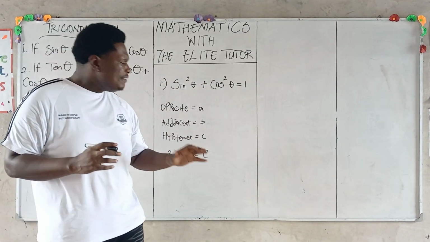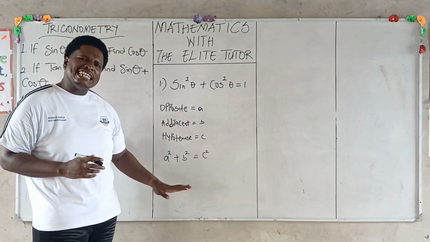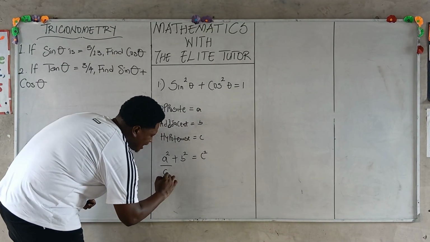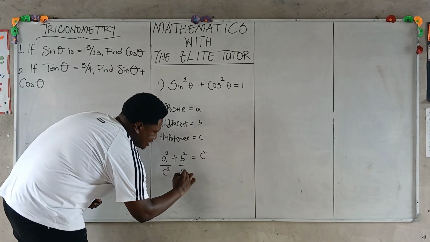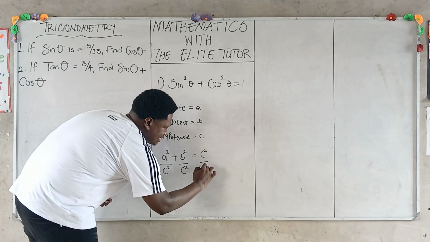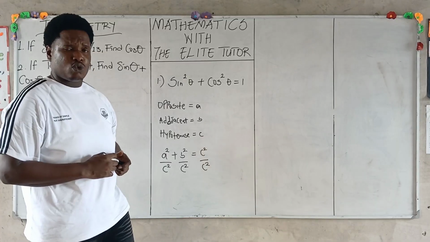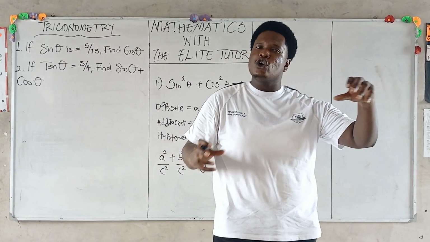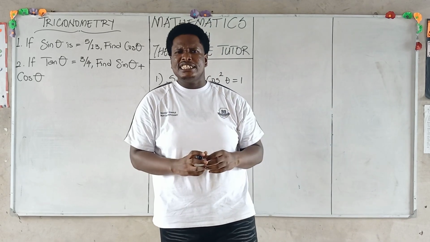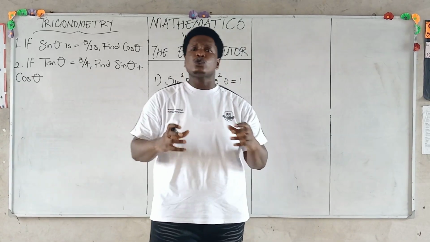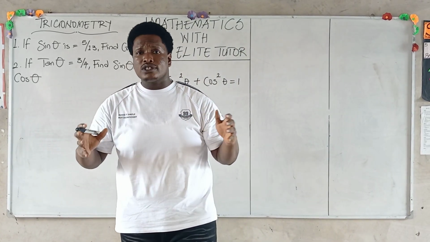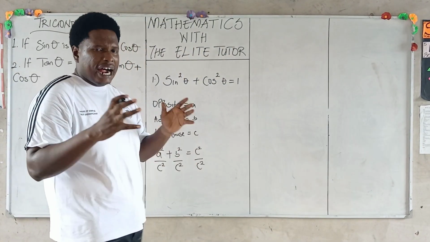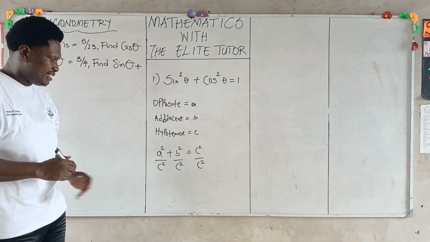We are going to now divide each item by C squared. So we divide each item by C squared, here divided by C squared, and divided by C squared. Now why are we dividing by C squared? Don't forget your C is the longest side in your right triangle, which is the hypotenuse, and it also connects the other two sides of the right triangle, which are your opposite and your adjacent.